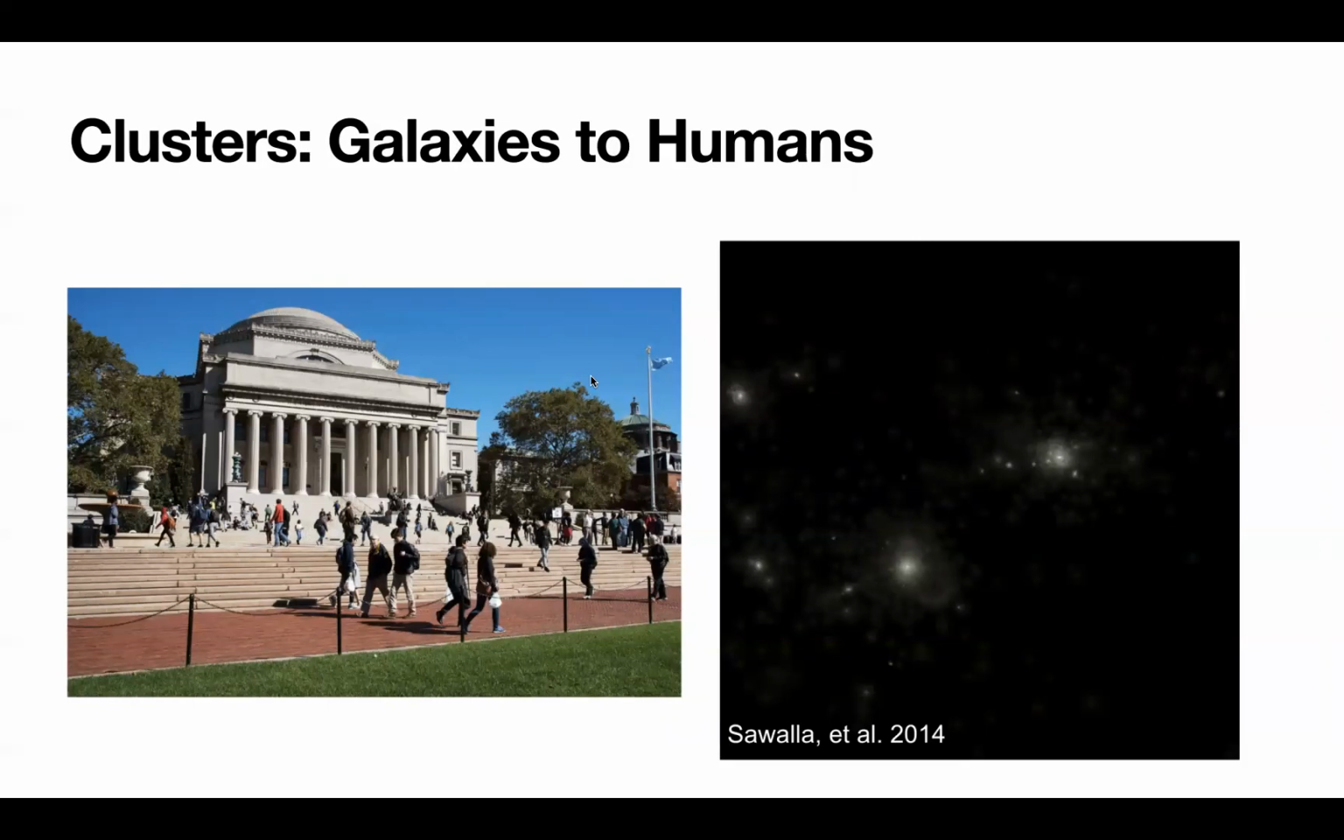The clusters of humans and galaxies: on the left, you see a picture of, I think, Columbia campus in New York City. If you look at the distribution of people, you see that it's not random. The people are clustered. I remember the first time I saw a picture like this, Jim Peebles was giving a colloquium at the physics department at Princeton, and he showed a similar picture, saying that people are clustered. They move around in groups, as do galaxies.